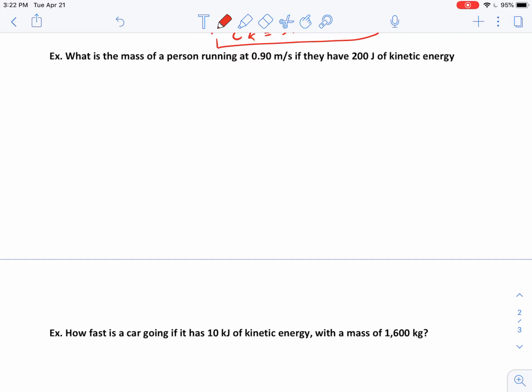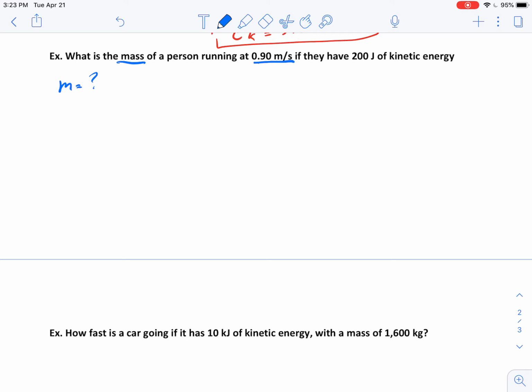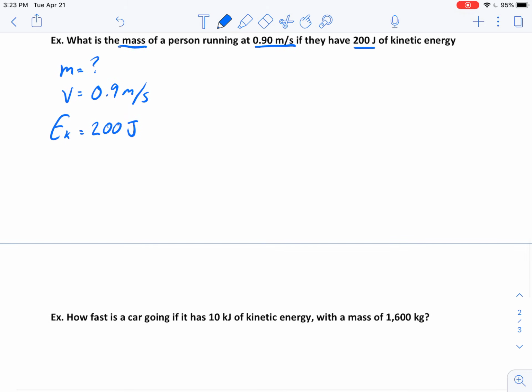If we were to ask for a different variable, we're going to try and find the mass. We don't know mass. We know that the person's running at 0.9 meters per second, and that they have 200 joules of kinetic energy. We want to solve for mass. We have everything we need. EK is equal to mv squared over 2. We need to solve for this mass here.